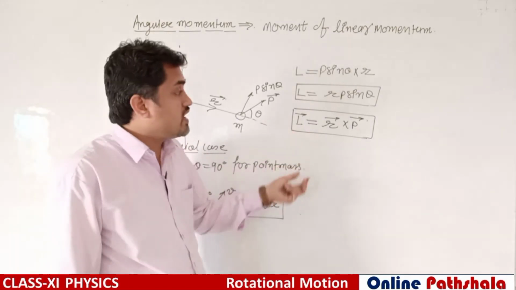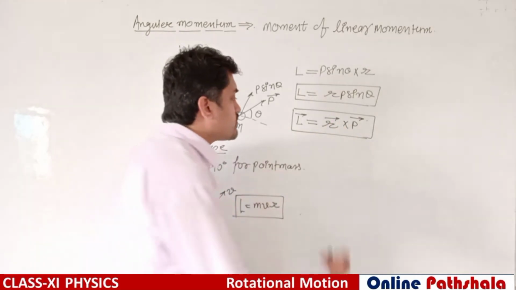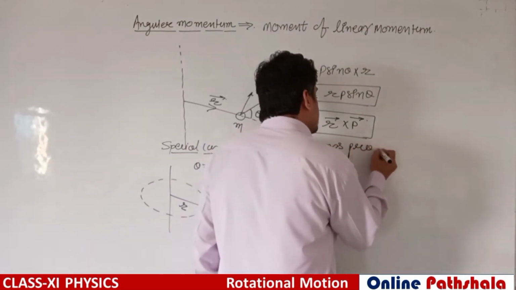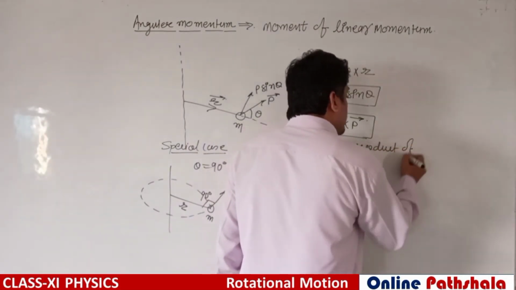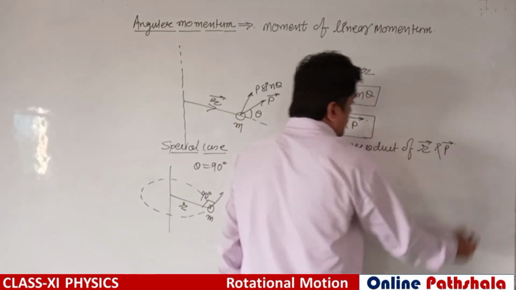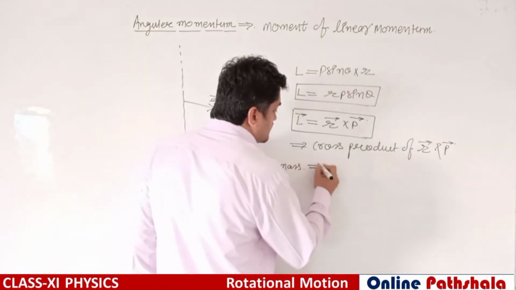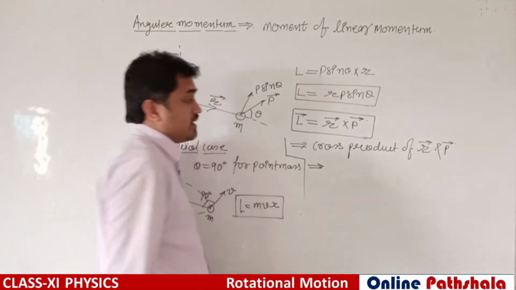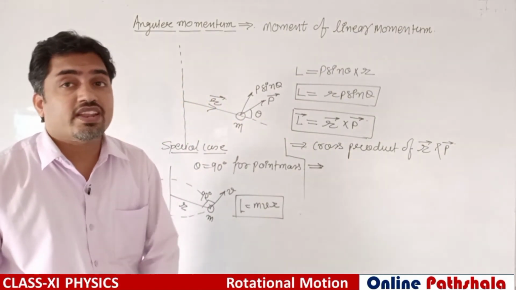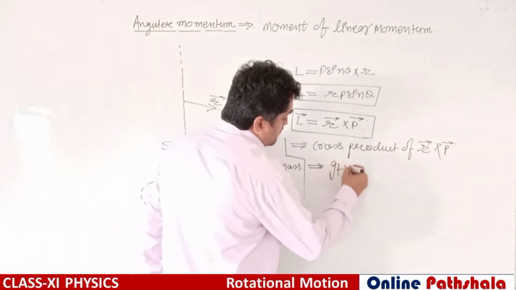But if you talk about the translatory motion, if you talk about the rigid body, we have to use this: L vector is equal to r vector cross p vector. It is the cross product of radial vector and p vector. Since it is a cross product, it should have some direction. So what is the direction? It is a vector quantity.